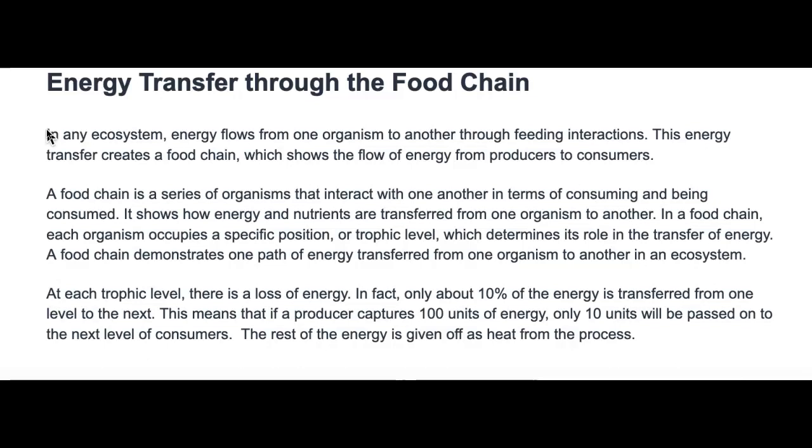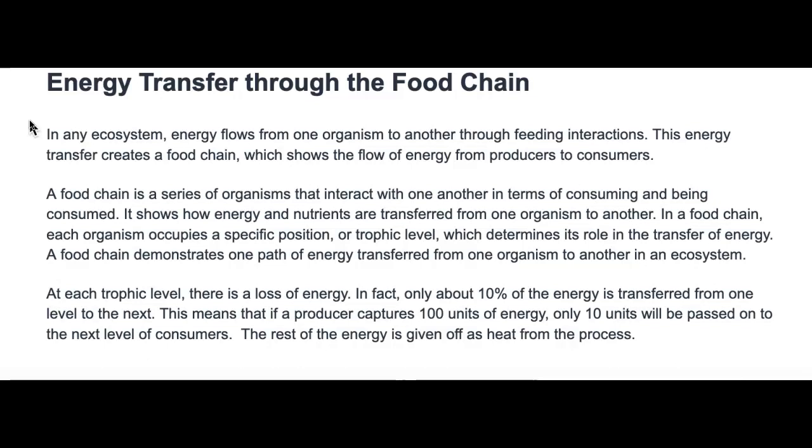Energy transfer through the food chain. In an ecosystem, energy flows from one organism to another through feeding interactions. This energy transfer creates a food chain, which shows the flow of energy from producers to consumers. A food chain is a series of organisms that interact with one another in terms of consuming and being consumed. It shows how energy and nutrients are transferred from one organism to another.